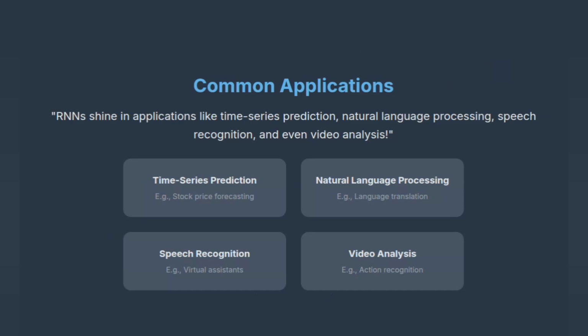Despite their challenges, RNNs have found tremendous success in a wide range of real-world applications. In time series prediction, they can forecast future trends based on past data. Natural language processing heavily relies on RNNs for tasks like machine translation, text generation, and understanding the meaning of text. Speech recognition, powering our virtual assistants, also utilizes RNNs. And even in video analysis, RNNs can be used to understand sequences of frames and recognize actions.